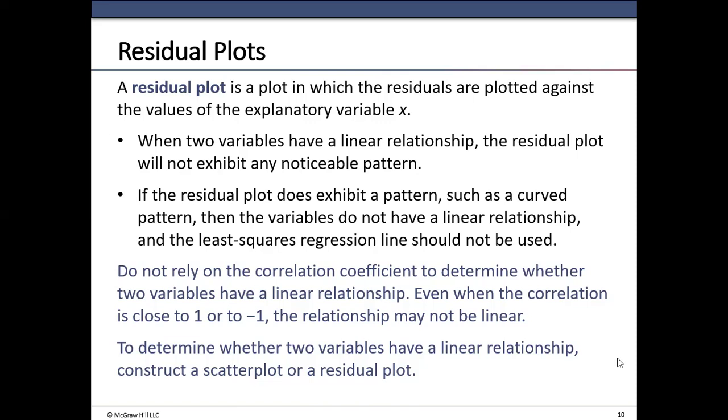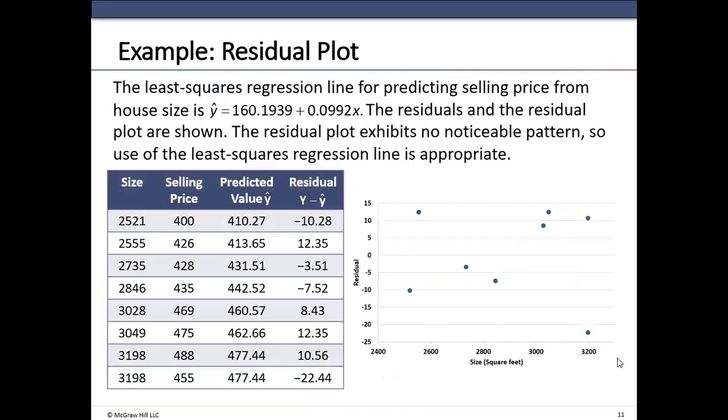Do not rely on the correlation coefficient to determine whether two variables have a linear relationship. Even when the correlation coefficient, that means the r value, is close to 1 or minus 1, the relationship may not be linear. To determine whether two variables have a linear relationship, construct a scatter plot or a residual plot.